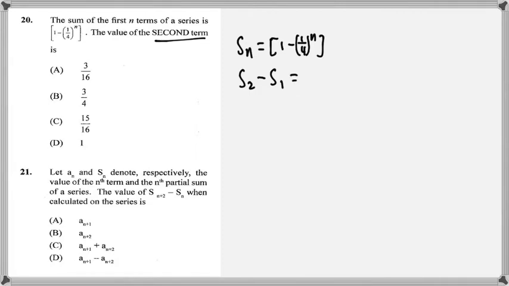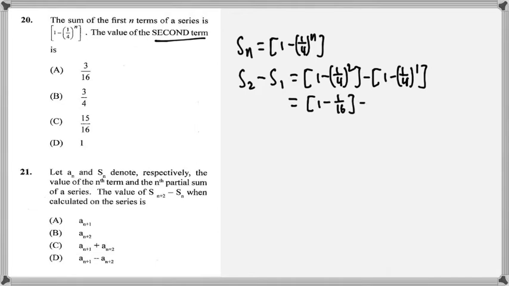So what we do next is plug in 2 and then plug in 1 to get S2 and S1 respectively. You would say 1 minus a quarter to the power of 2, minus 1 minus a quarter to the power of 1, and this would give you 1 minus 1 over 16, since 4 fours are 16, minus 1 minus 1 over 4. Then the minus will multiply the positive 1 to give you negative 1, and the minus will multiply the negative a quarter to give you a positive a quarter. So be careful with your signs there.